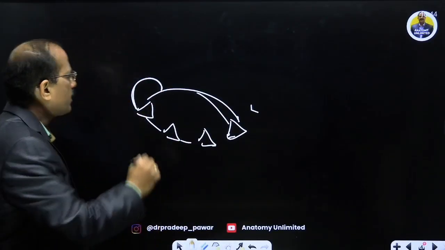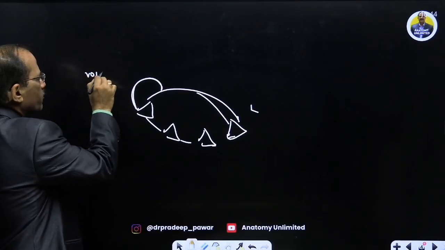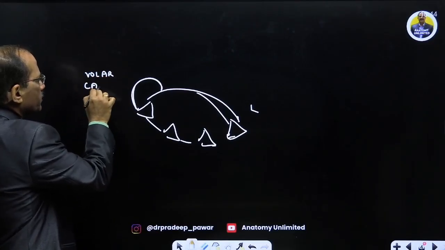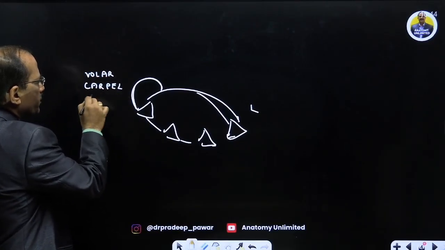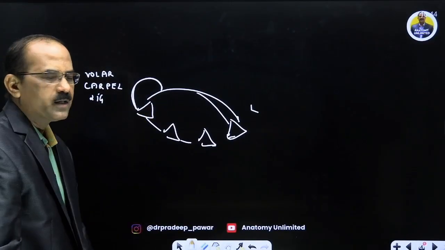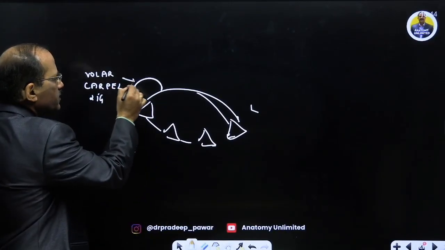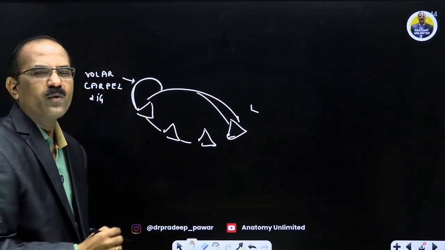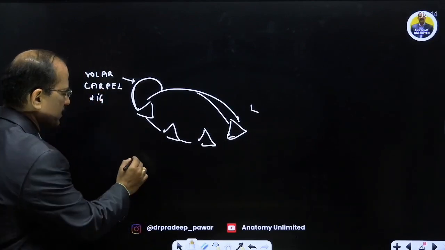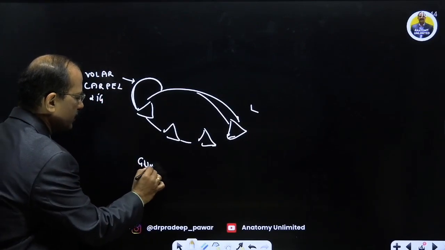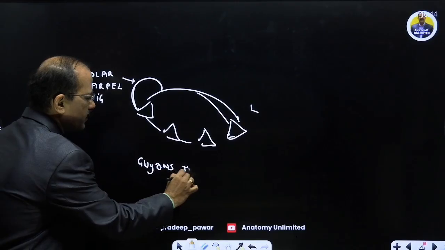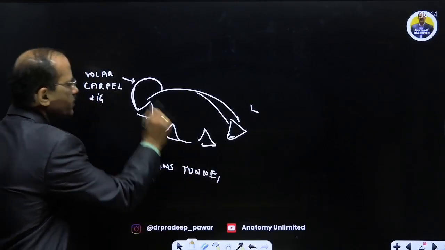Now this carpal tunnel on the medial aspect shows an extension. What is this extension known as? This is the volar carpal ligament. And this tunnel that is formed, what is that tunnel known as? Guyon's tunnel, right? G-U-Y-O-N-S. So that's Guyon's tunnel.